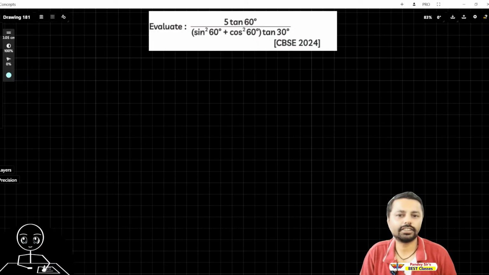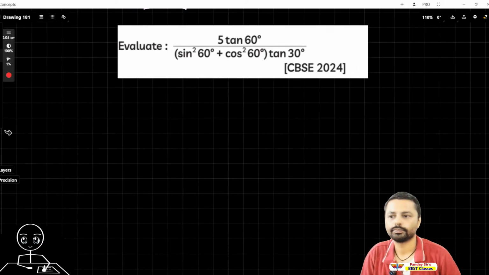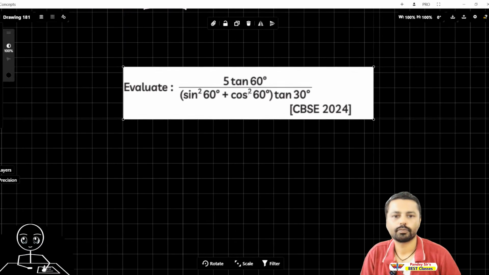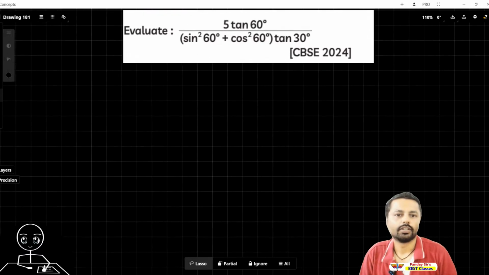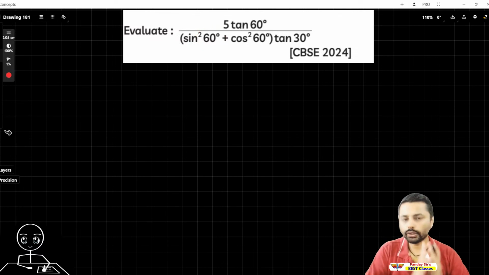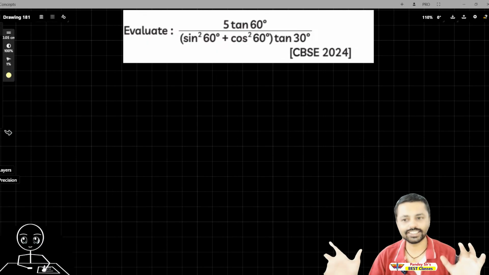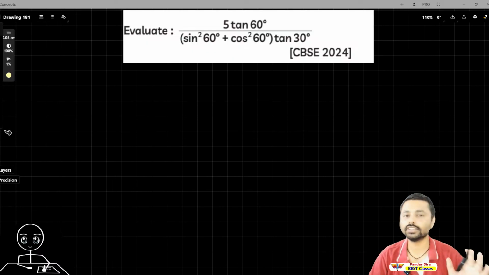So 5 tan 60 in denominator by sin square 60 plus cos square 60. Now you see in the exam, the moment you see this type of question, where their values are given, theta is given, you don't need to think too much, directly put their values. So what is the tan 60? Tan 60 is root 3.